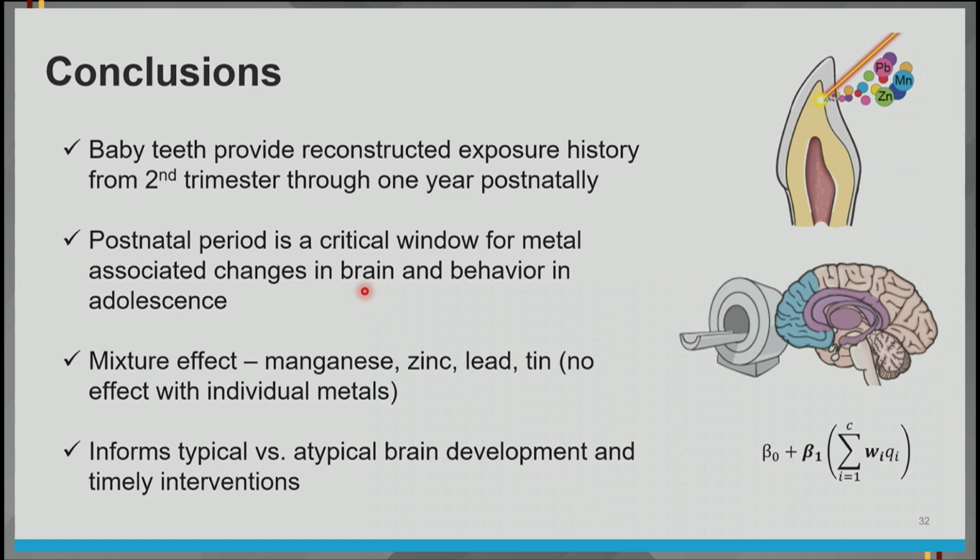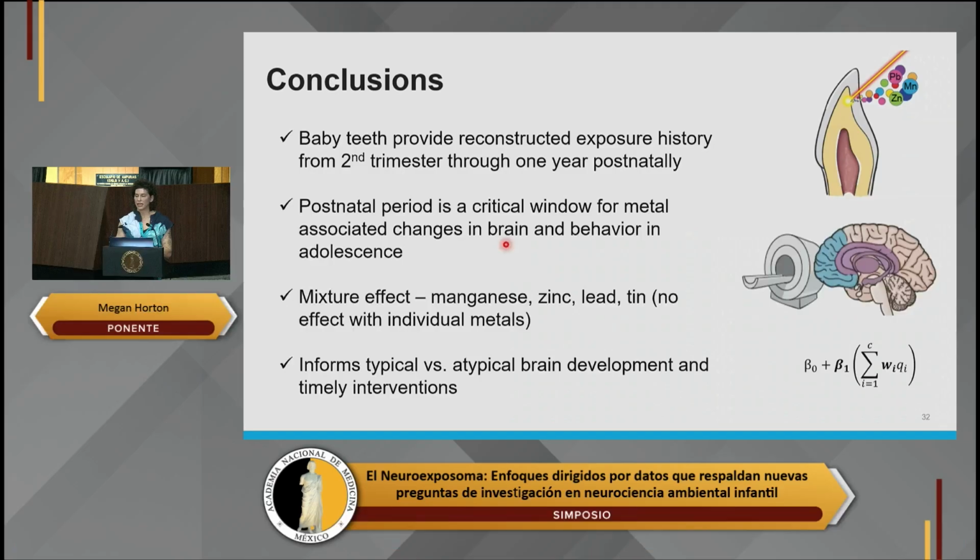And one of the things we want to do is expand this research to not just look at metals, but to add those other chemical analytes that we can look at now, and also to add the influence of the social environment to look at vulnerability from social exposures as well as environmental exposures. And we think this work really informs both typical and atypical brain development, to understand what is typical and when are the most timely and thoughtful interventions to try to prevent some of the adverse health outcomes.